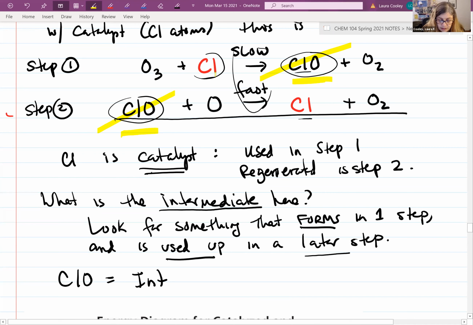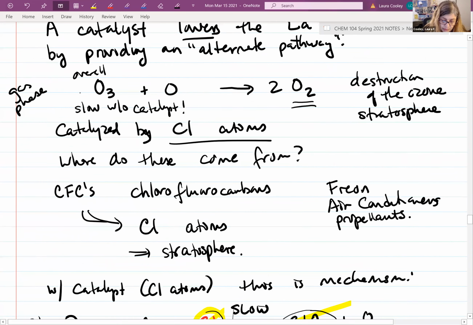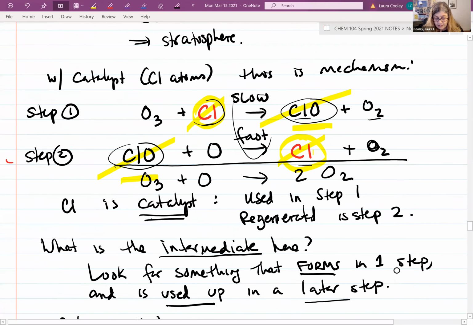The Cl reacts here and reacts away in this step, it goes away, and here it's produced again. So you can cancel those. So if you cancel those, you end up with O3 plus O goes to 2O2. And that is the overall reaction that I wrote up here. But it occurs as this mechanism here.